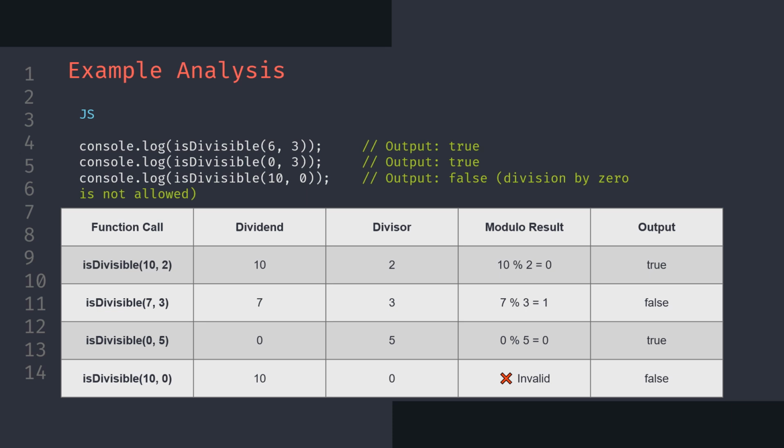This function correctly identifies divisible numbers, while also handling special cases like 0 and division by 0 errors. It provides a simple yet robust solution for checking divisibility in JavaScript.